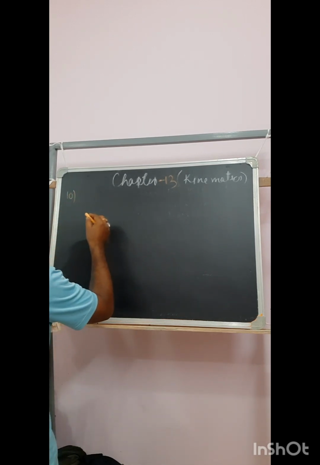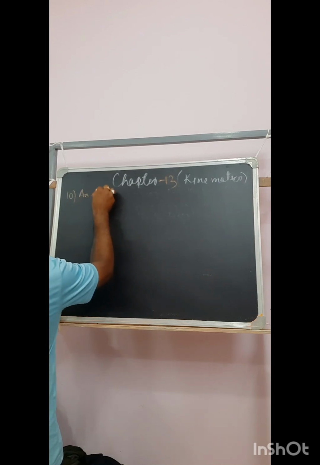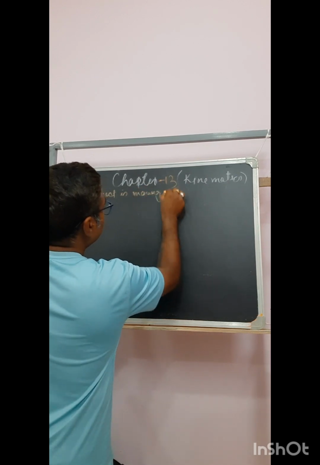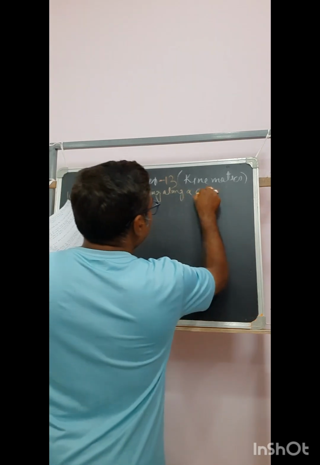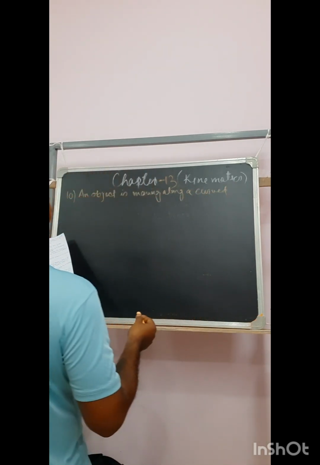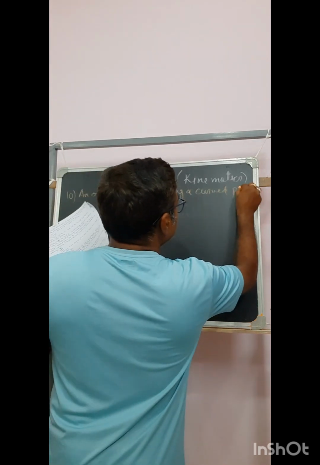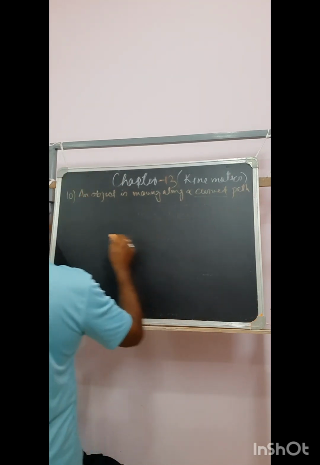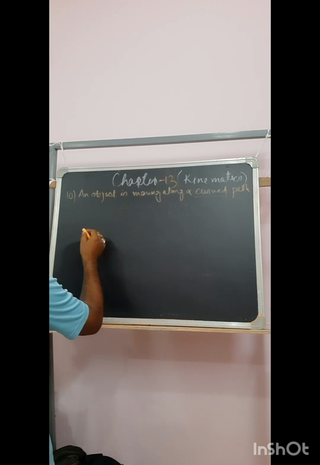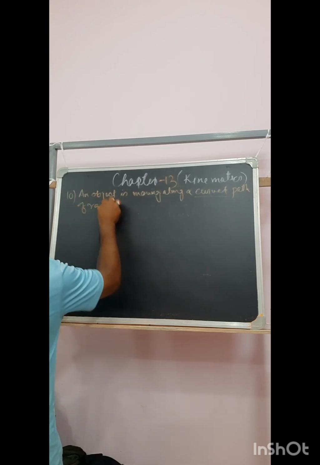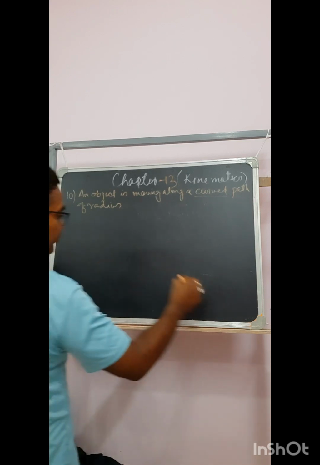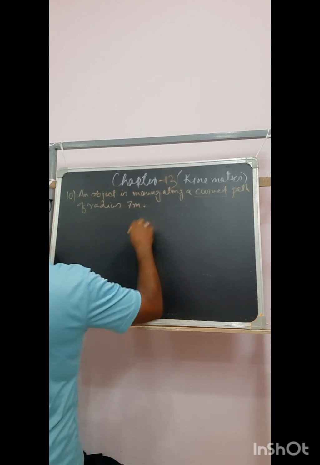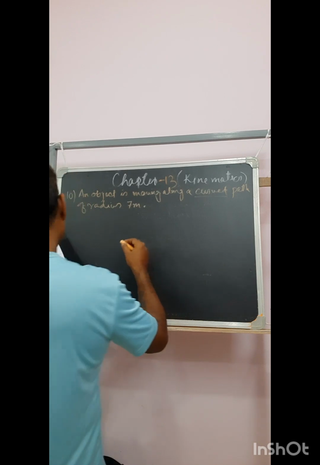It says an object is moving along a curved path of radius. Although it says path and the radius is given, that means the curved path is a circular path, you have to understand. It is a curved path of radius, or it may not be a full circle, there may be a curved path which has a radius, but it is in the shape of a circle. If we complete that curve, it will form a circle.